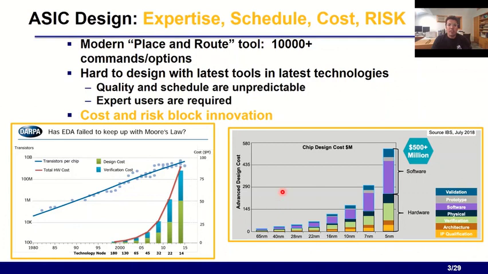The histogram on the right is extracted from the Synopsys Analyst Day talk. The cost for companies to design a 5 nanometer chip is likely to be 100% larger than the cost to design a 7 nanometer chip, while the cost to design a 7 nanometer chip is 35% higher than the 10 nanometer chip design, and so on.